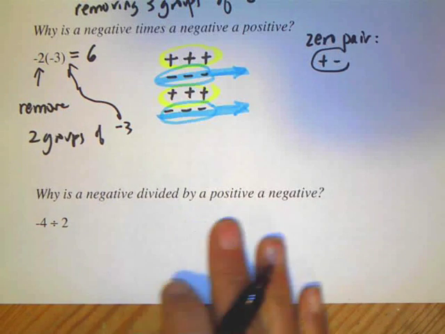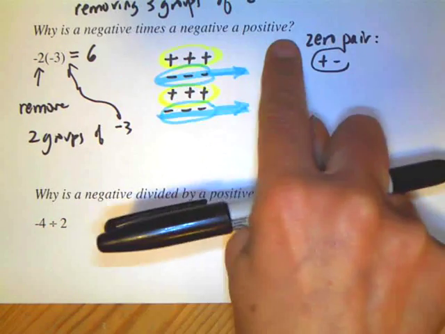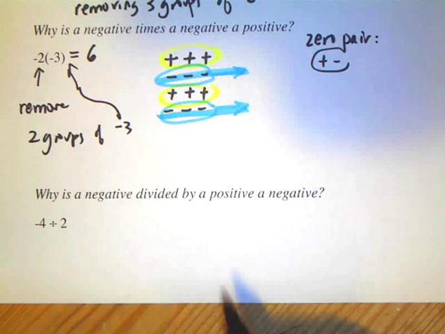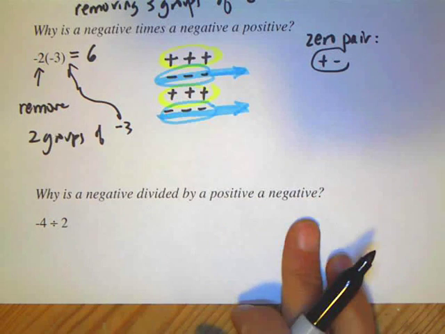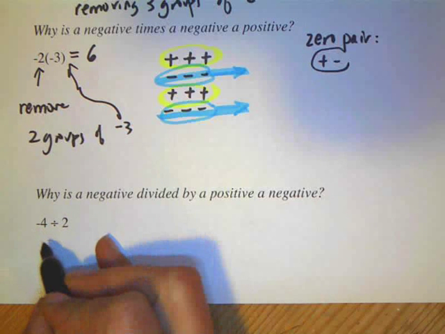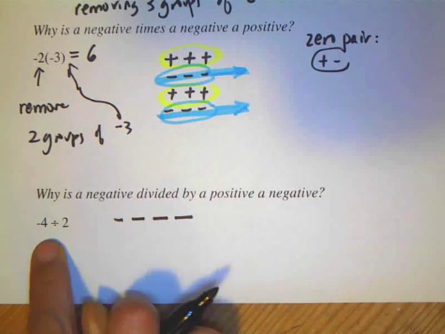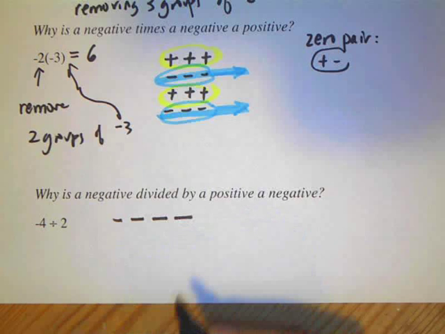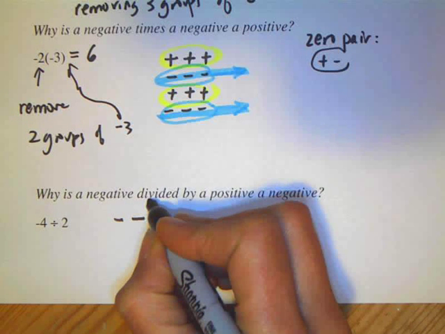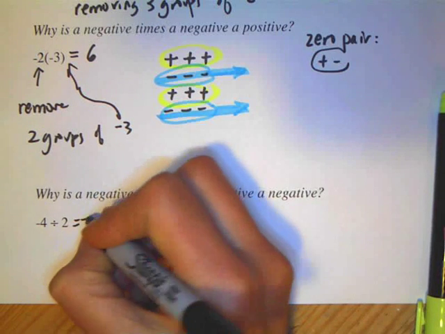Same thing, this could have been a negative times a negative, or a negative divided by a negative is going to give you a positive, with that same kind of understanding there. So why is a negative divided by a positive a negative? Let's think about what this means. This means -4 divided by 2, broken into two groups. If I take my negative 4 and I divide it into two groups, each group is -2.